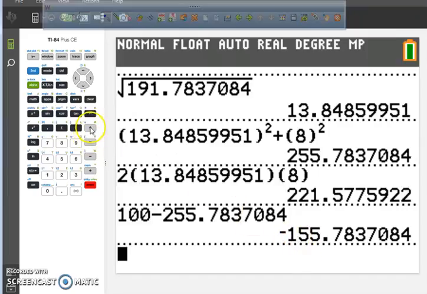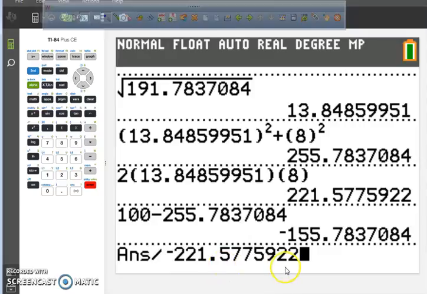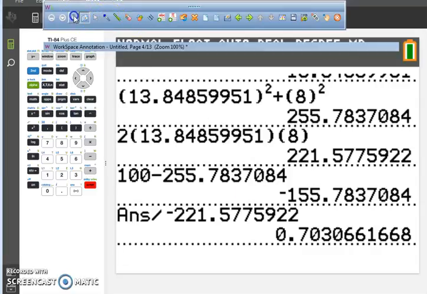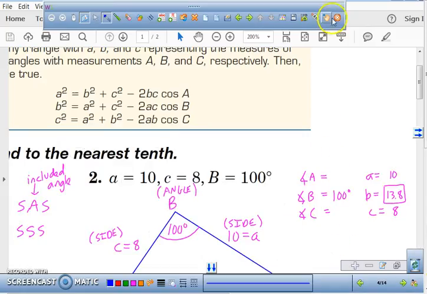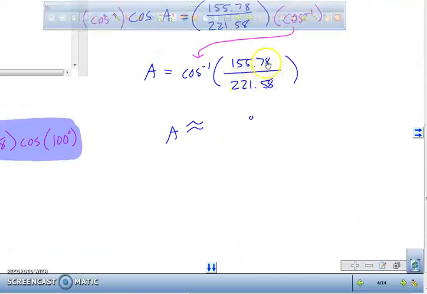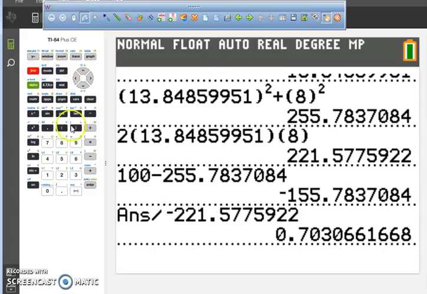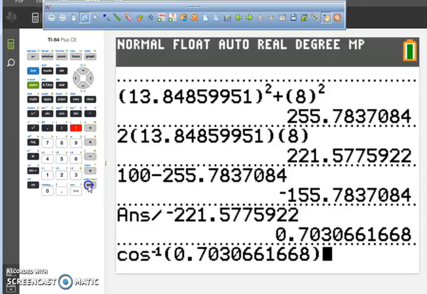Now, this one, I'm going to divide this answer right here by the negative 221.58. But notice in the calculator, what am I using? I'm using the whole thing. I'm not just using our approximate value. You guys see this decimal right here? This big old long decimal is what this is equal to. So when I go back and say second cosine, I'm going to go up and grab this whole thing, and I'm going to press enter.